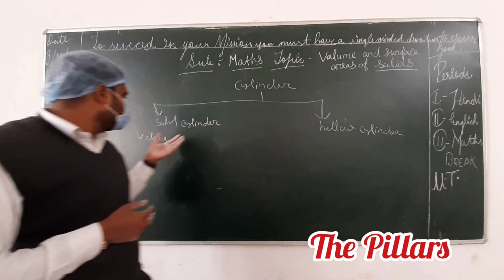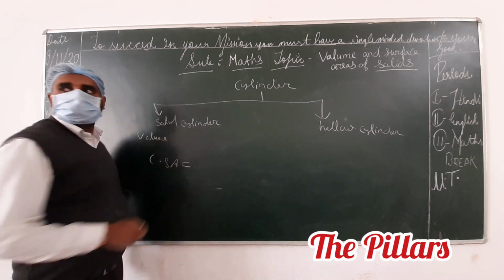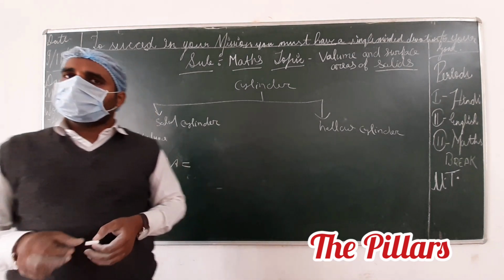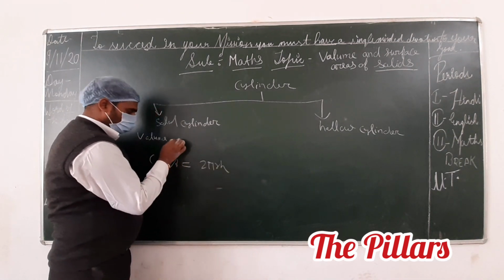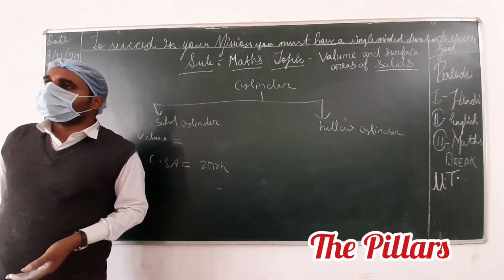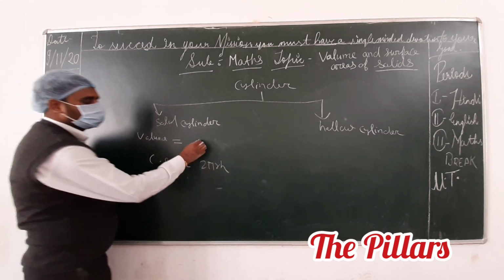Now, what is the curved surface area of a solid cylinder? 2 pi r h. Okay, very good, Smith. But what is the volume of a solid cylinder? Pi r square h. Very good.